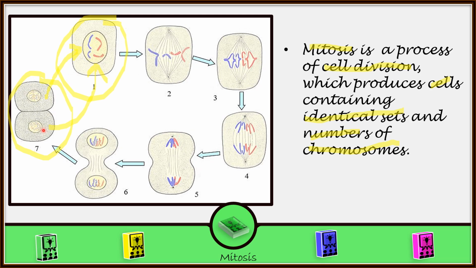The same applies to this one, which will be identical to this one. Yet all of them are coming from the same cell. It is the same cell which divided and ended up forming two cells, but these cells are going to be identical in the number of chromosomes and also the type of chromosomes.